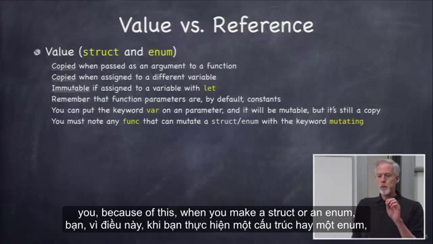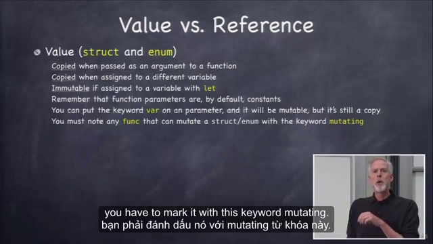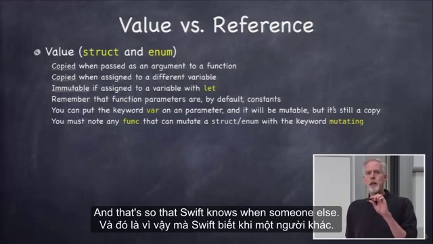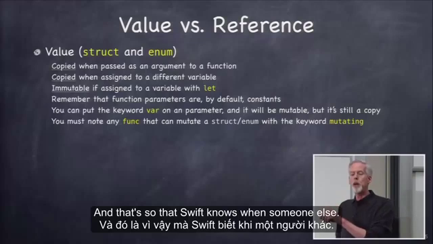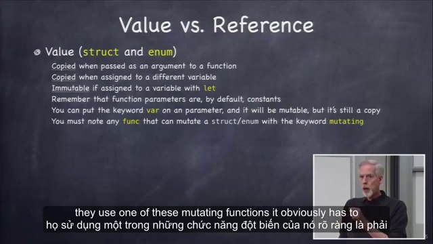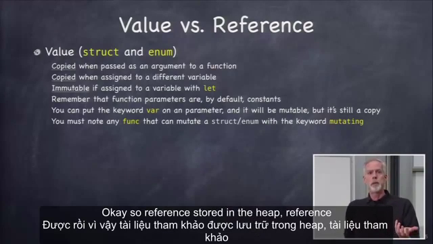Because of this, when you make a struct or an enum and you add a function to it that modifies it, you have to mark it with the keyword mutating. That's so that Swift knows that when someone else tries to use your enum or struct, if they use one of these mutating functions, it obviously has to be in a var, not in a let type variable, okay?